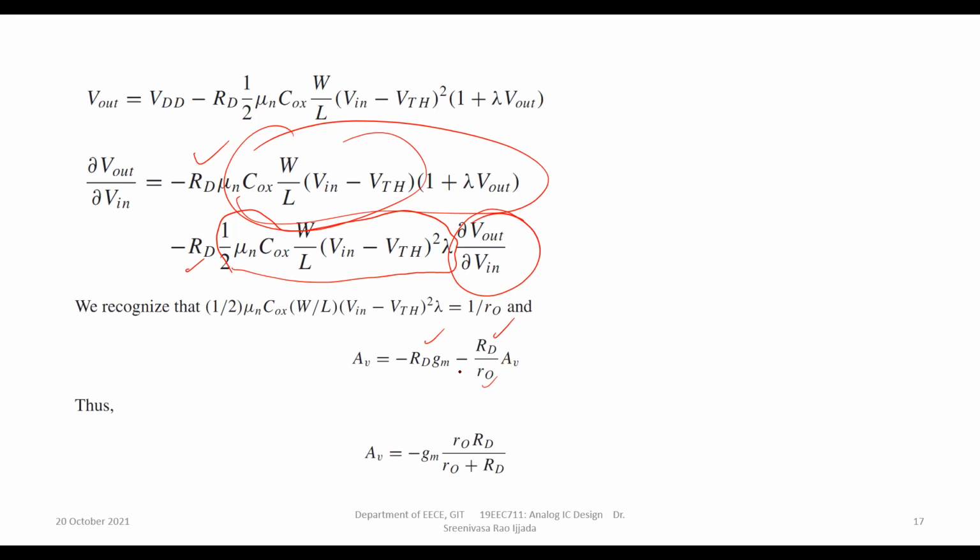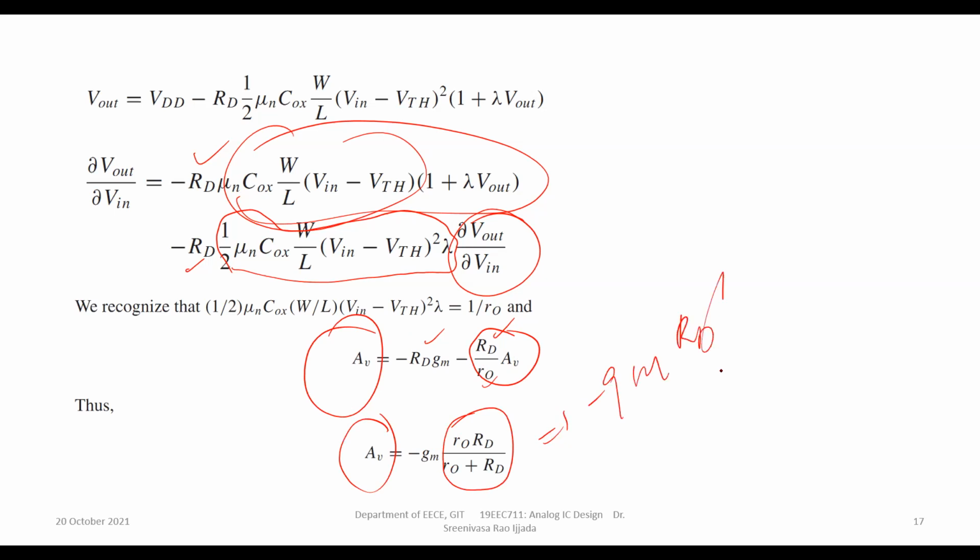Now see, bring this one to this side, then you will get the AV. You can take the common AV. Then AV is equal to minus GM into RD parallel with R naught. This RD is the load resistance. This R naught is the device output resistance. Okay, so understand?